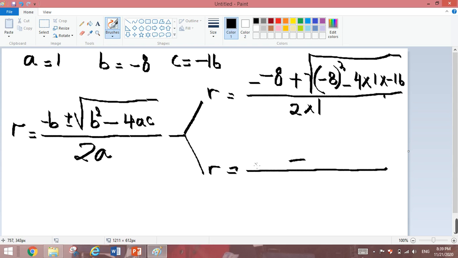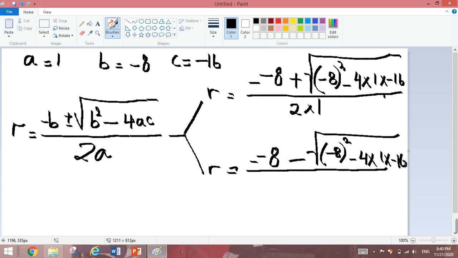Now, here we're going to say minus 8. Instead of the plus, it's going to be minus and the square root of negative 8 all to the power of 2 minus 4 times 1 times negative 16 all over 2 times 1.